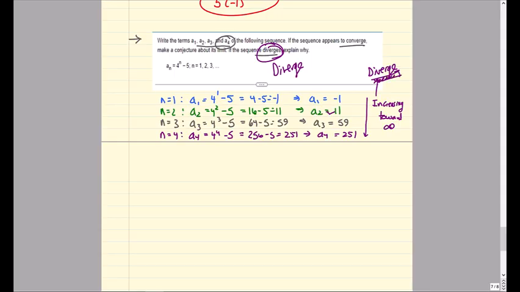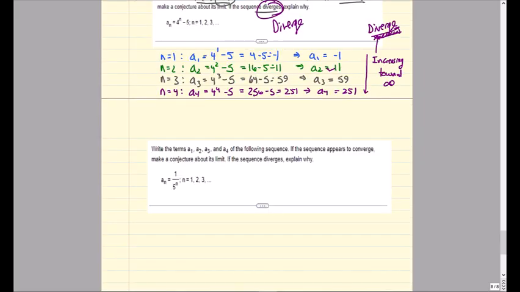So we can look at those terms, and just because they're getting larger, it doesn't mean it diverges. They diverge because the terms don't approach a single value. So these are not approaching a 1 or approaching a 10 or 100. They're approaching infinity.